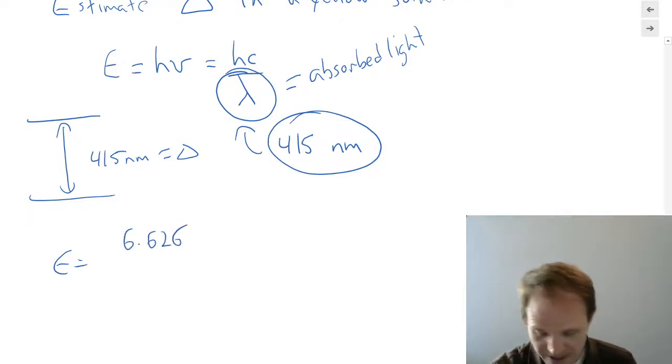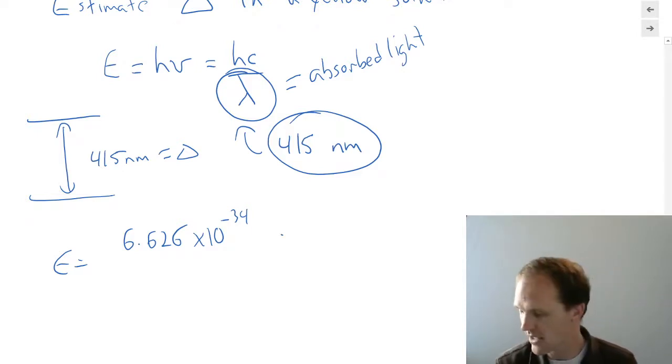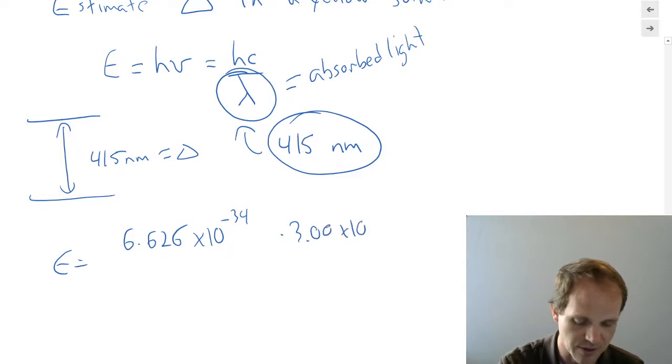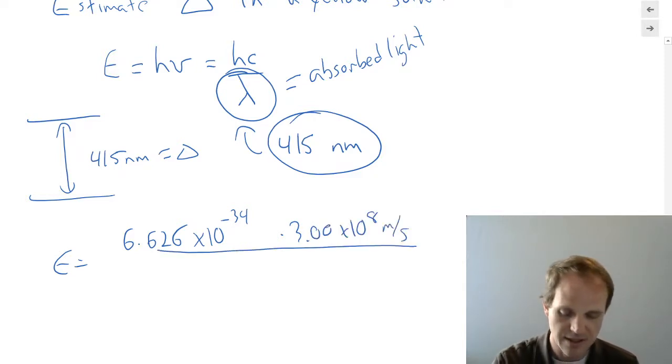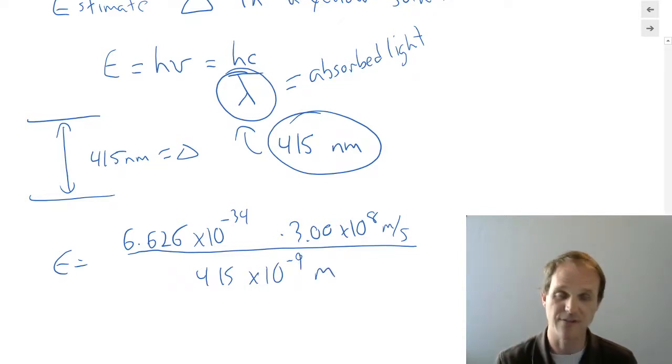6.626 times 10 to the minus 34th, and we'll get to the units of that in just a second, times the speed of light, 2.997925 times 10 to the 8th, but we're going to go ahead and round that, 3.00 times 10 to the 8th meters per second. And then lambda. We can't just put 415 nanometers down here because those meters wouldn't cancel, and so we need to convert that into meters. Remember, nano is just 10 to the minus 9th, and so we can actually just write 415 times 10 to the minus 9th. And that's not proper scientific notation, but your calculator doesn't care. You can type that into your calculator all day long, and it'll calculate it just fine for you.